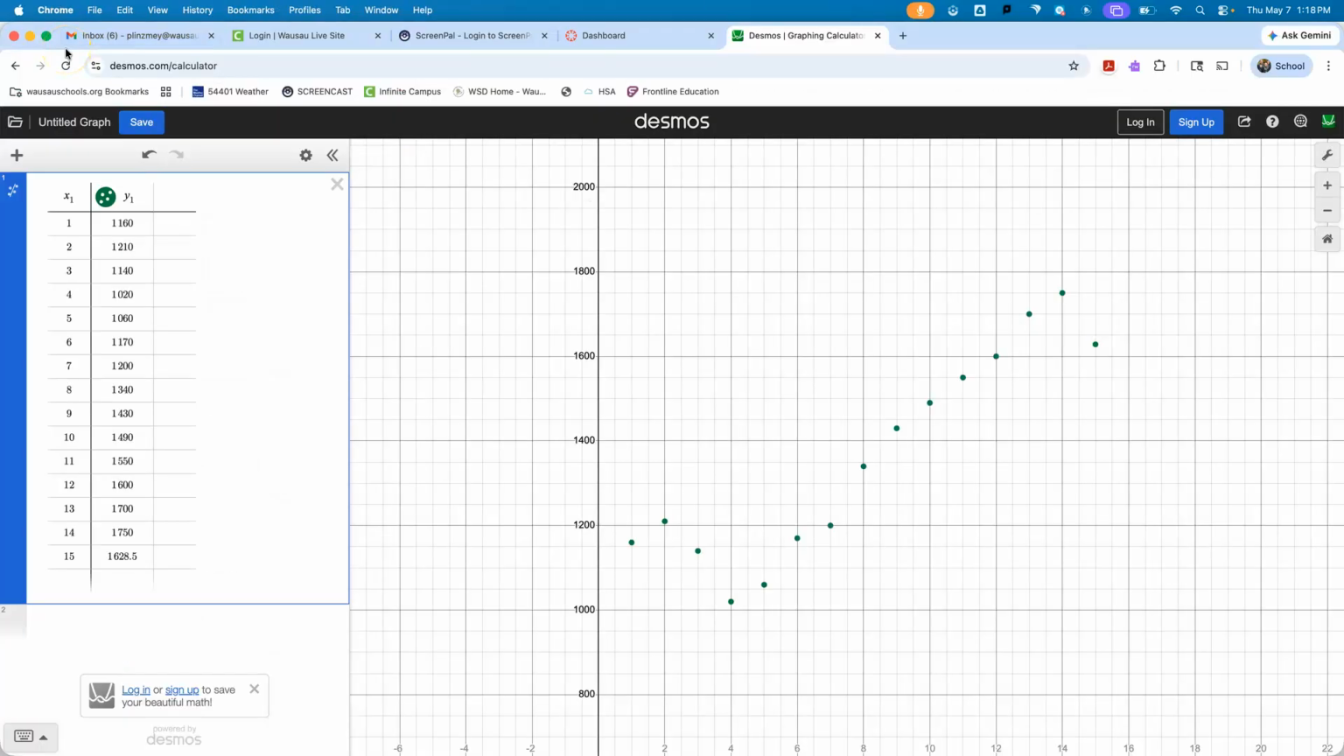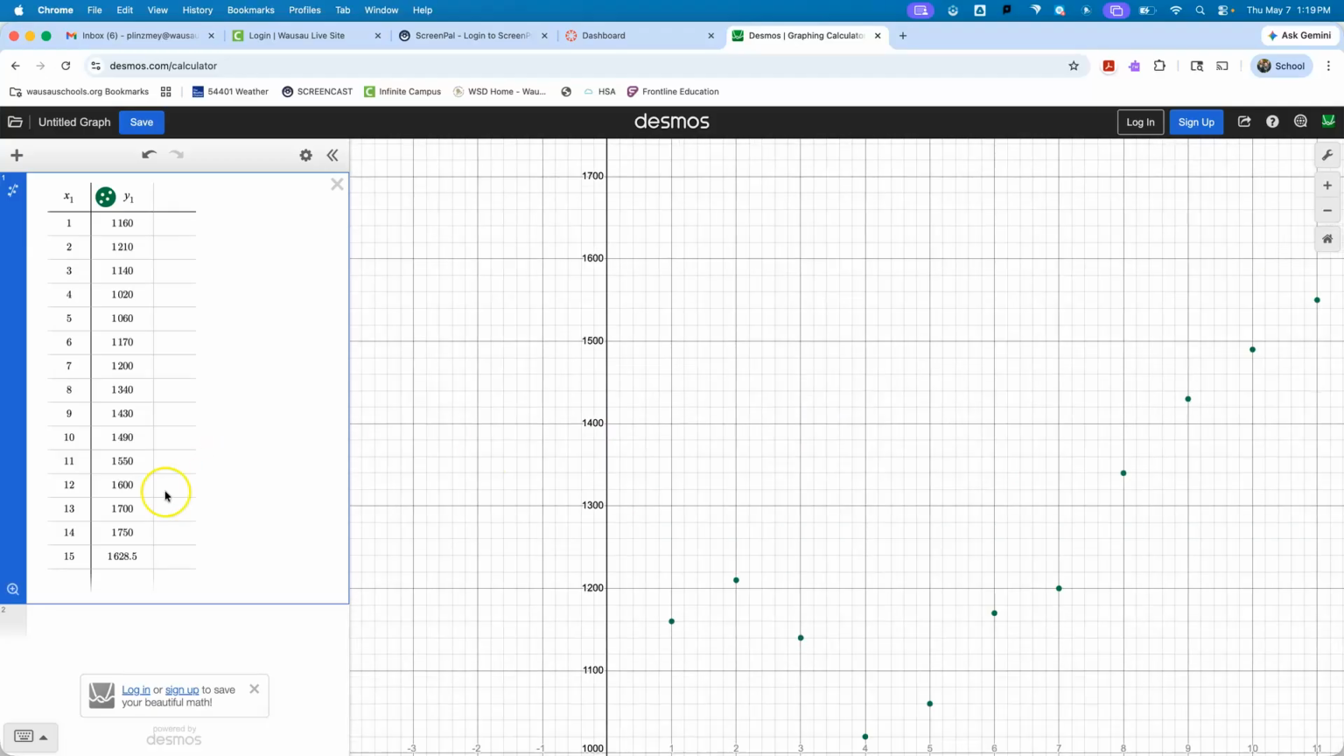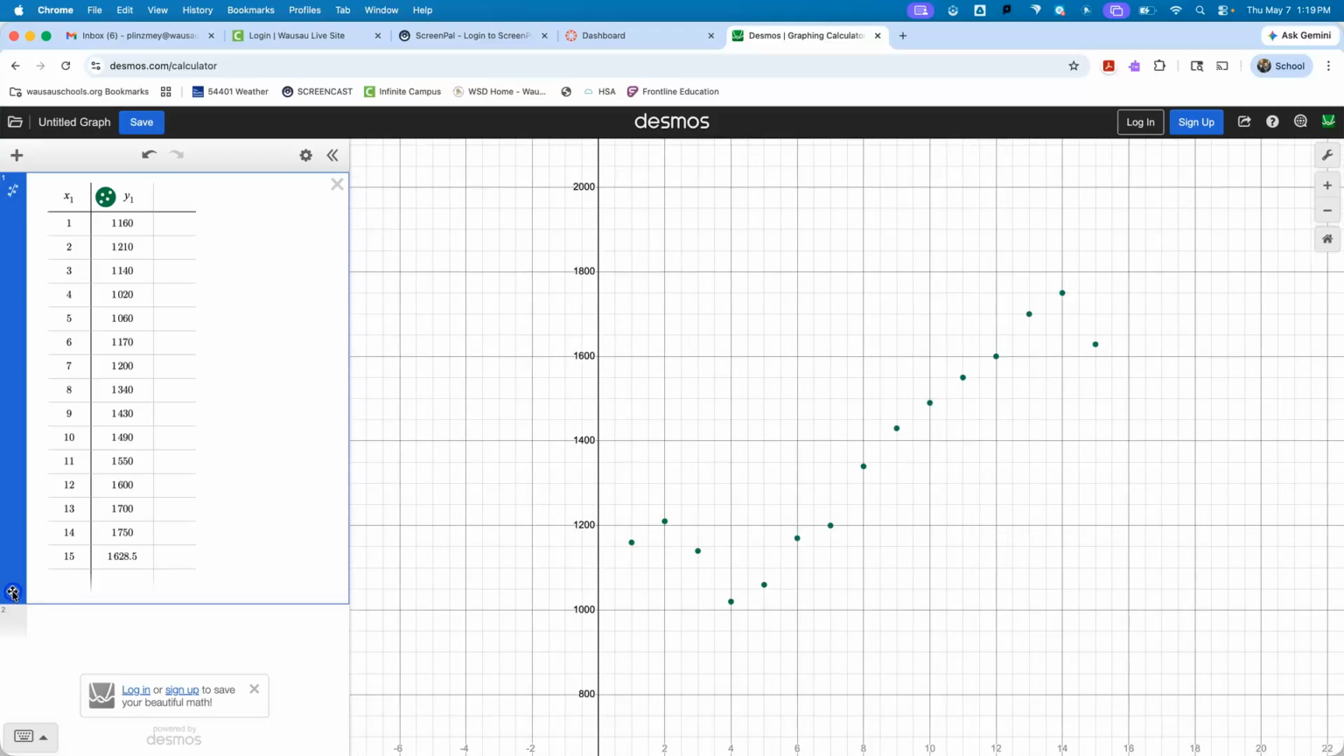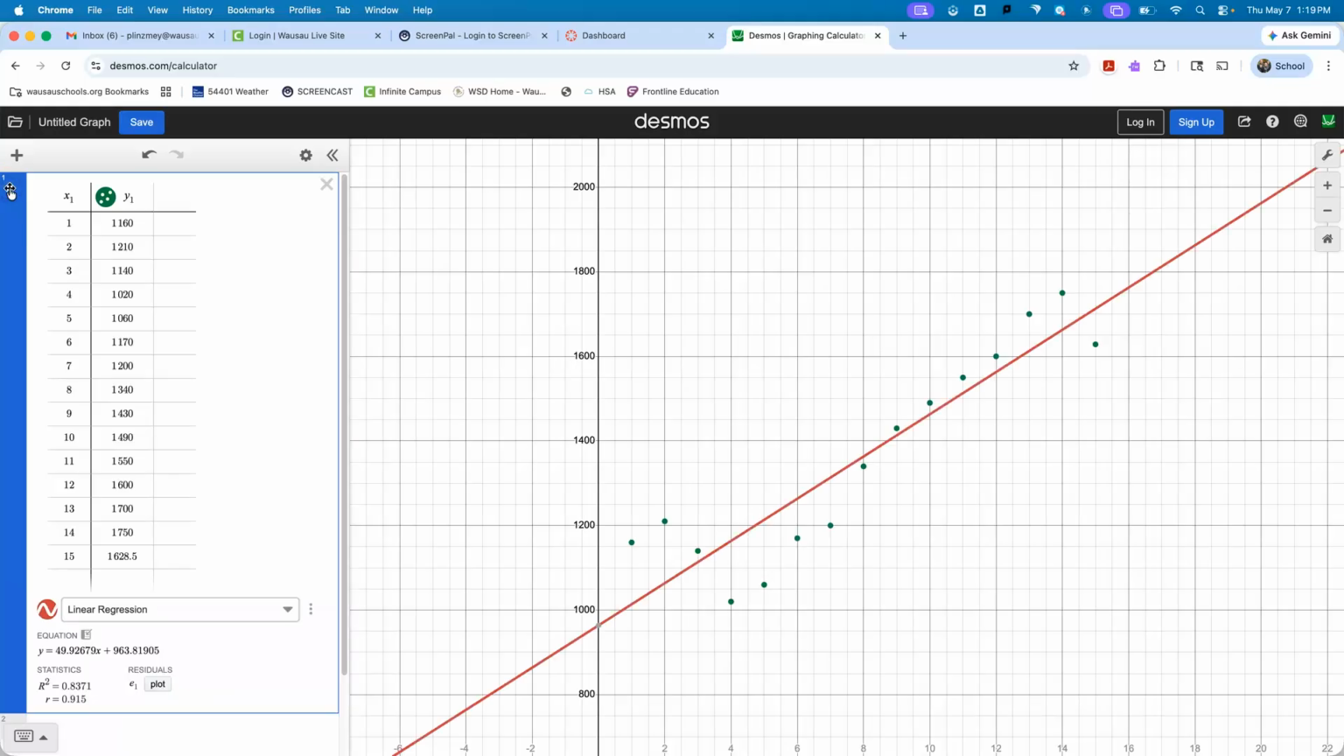Yes on this for your scatter plot? Remember, if we're discombobulated and we want to see it, we can always hit that magnifying glass and it pops it right in for us. So now we want to create a linear regression for it. Okay. So there is our equation.